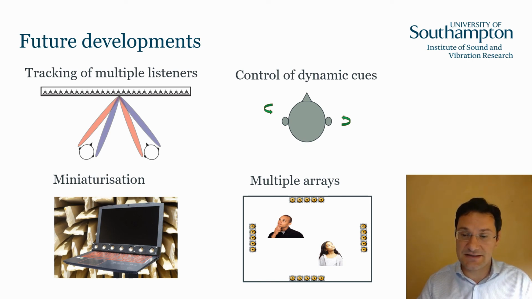And last but not least, we have assumed so far that we're using just a single, if you like, array, but we can think also about using multiple arrays, multiple systems distributed in an environment, and use the combination and interaction of them to deliver effective crosstalk cancellation and 3D audio to multiple listeners who are moving in this environment. Certainly a very attractive technical and scientific challenge.